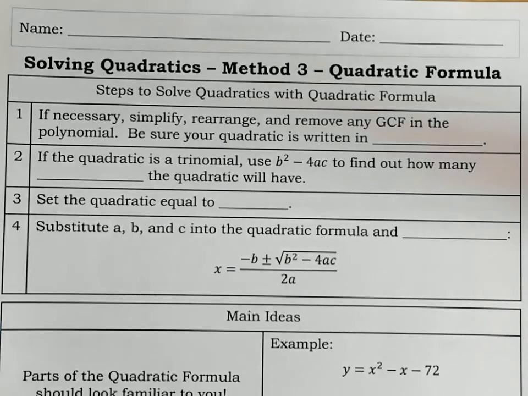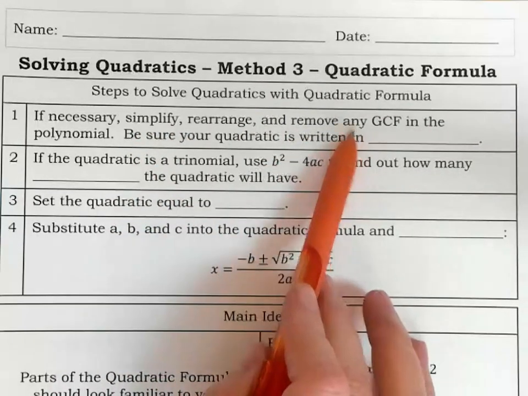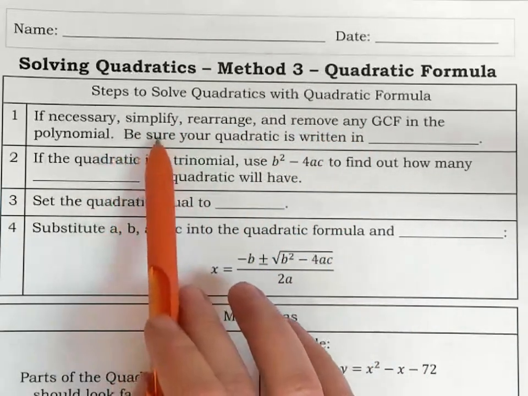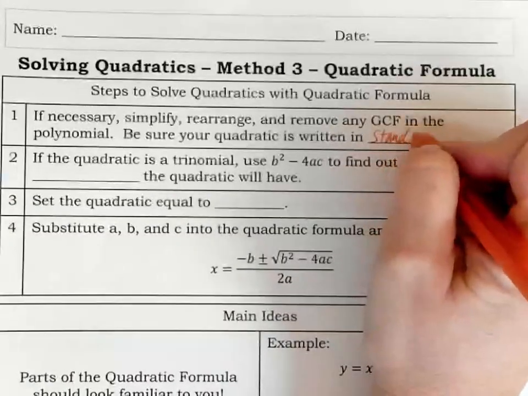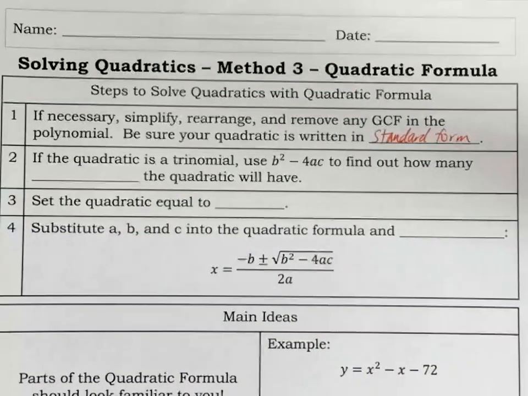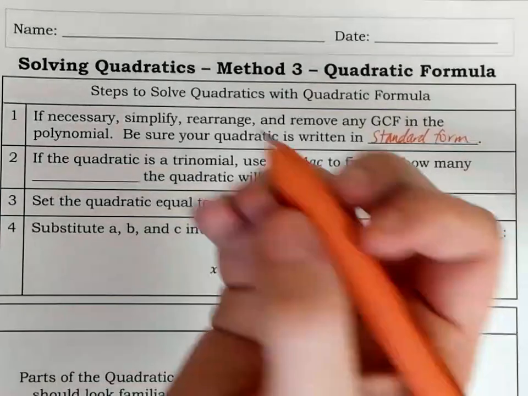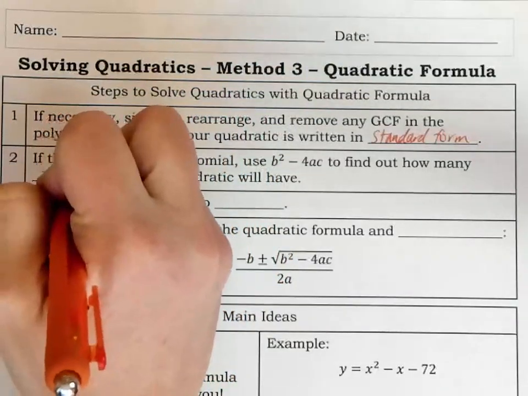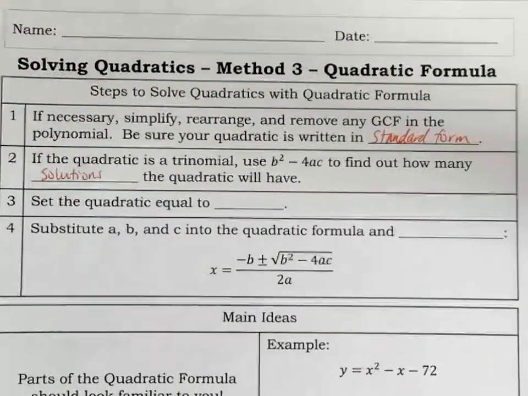So first off, we always want to check to see that anything needs to be simplified, rearranged, or remove a greatest common factor. And we want to be sure that your quadratic is written in standard form. You're going to need it to be in the standard form for the quadratic formula so that you have the values that you need. If the quadratic is a trinomial, we're going to use that b squared minus 4ac value again to find out how many solutions the quadratic will have. We're going to use that discriminant again.